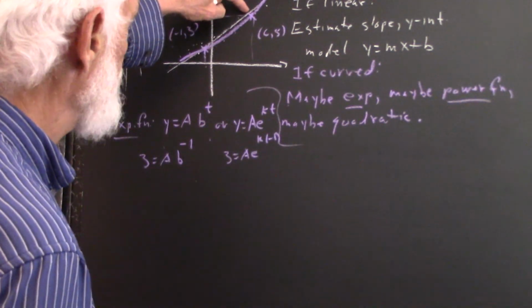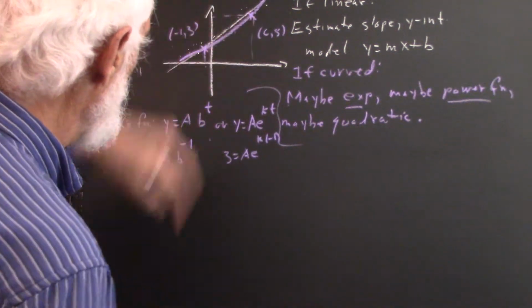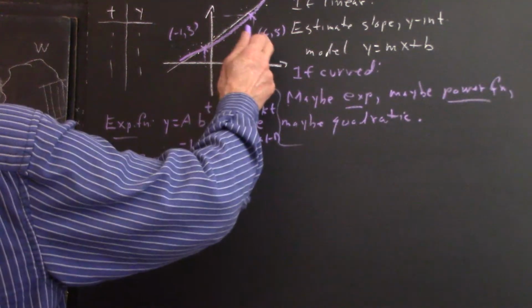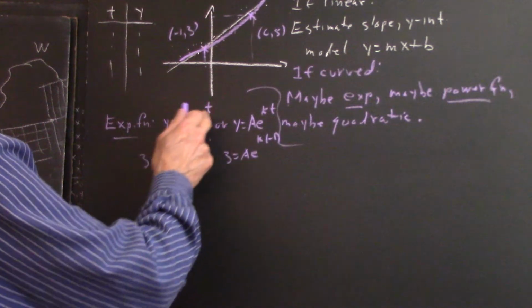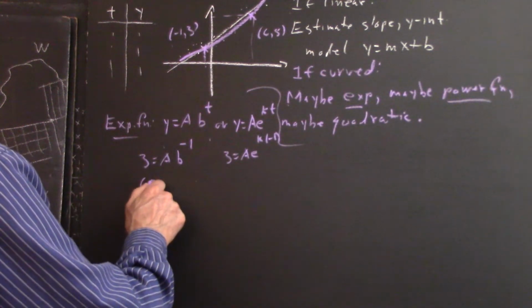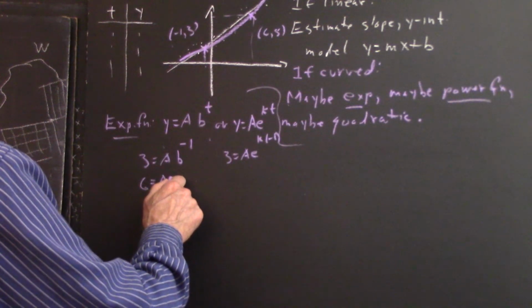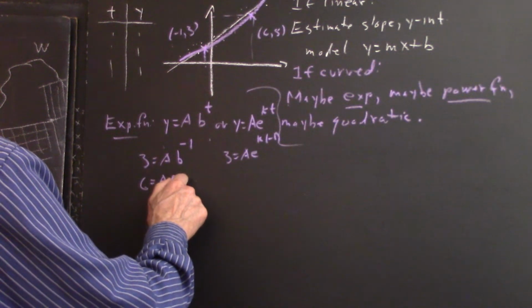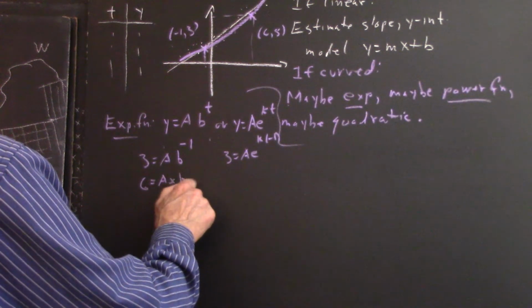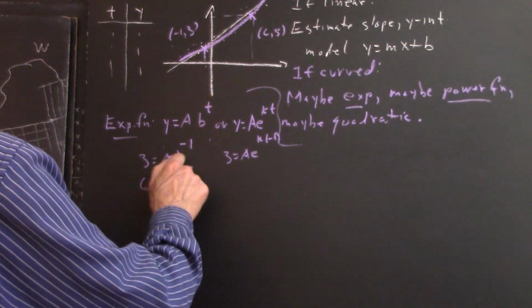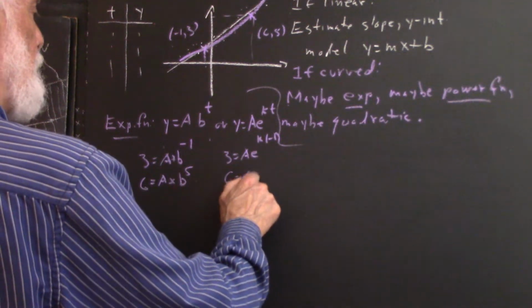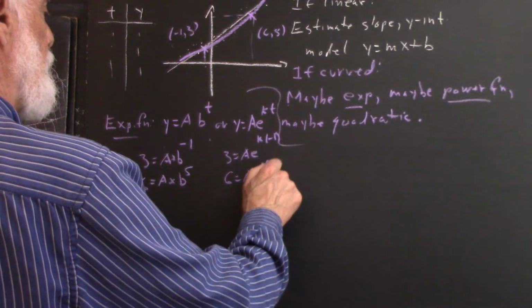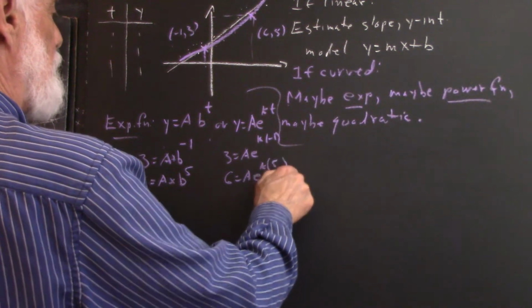Okay, then if we use this point, we can get another equation. y is 5, x is 6, t is 6. So we have 5 here, 6 here. We have 5 equals a times b to the 6th. Over here, we would have 5 equals a times e to the k times 6.